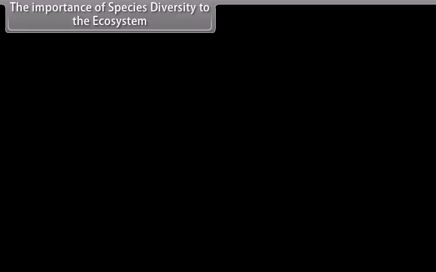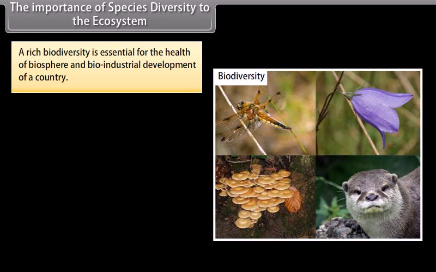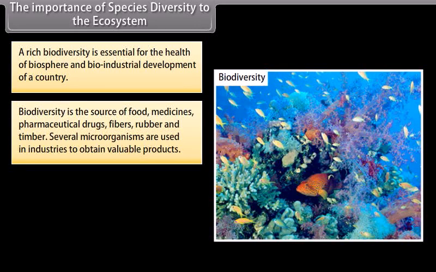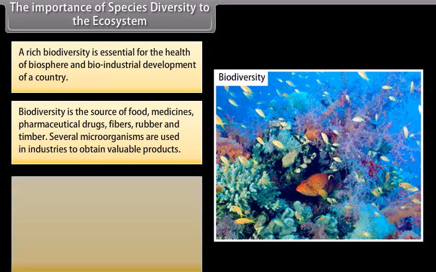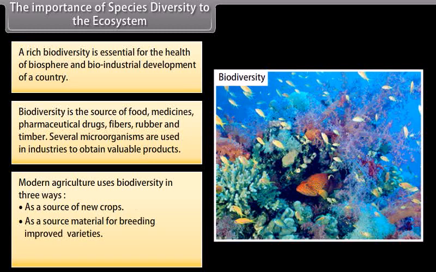The importance of species diversity to the ecosystem. A rich biodiversity is essential for the health of biosphere and bio-industrial development of a country. Biodiversity is the source of food, medicines, pharmaceutical drugs, fibers, rubber, and timber. Several microorganisms are used in industries to obtain valuable products. Modern agriculture uses biodiversity in three ways: as a source of new crops, as a source material for breeding improved varieties, and as a source of new biodegradable pesticides.